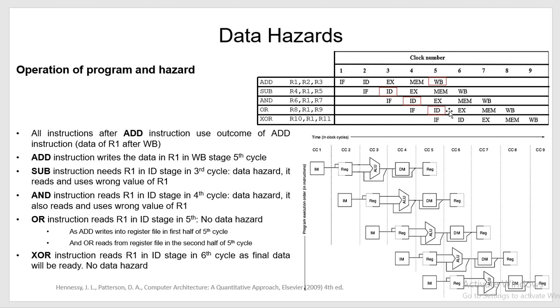Now you can ask the question. Till now, no data is ready. As you have already said, the data will be available after the completion of the fifth machine cycle, and at the same time, ID requires the data in the fifth machine cycle as well. But if we look at the previous lectures, we will find that the reading and writing of the registers have to be done in the same cycle.